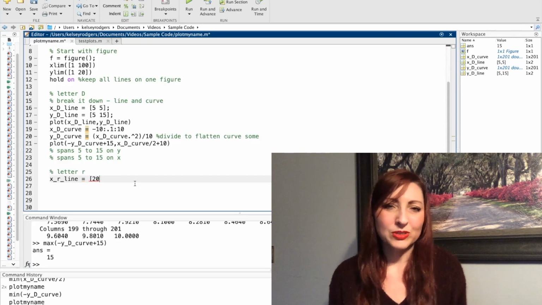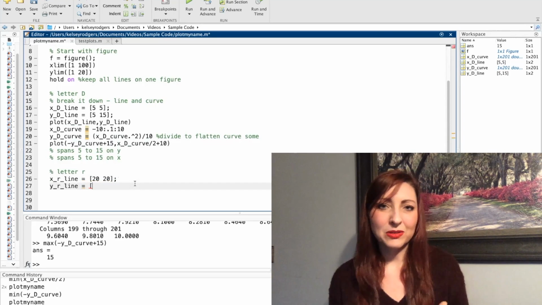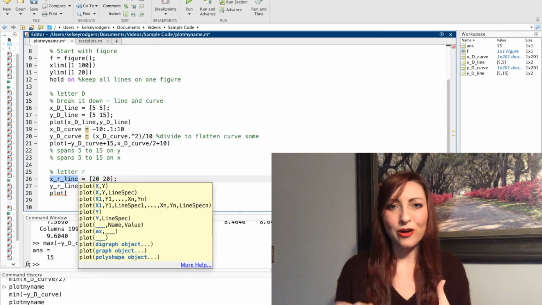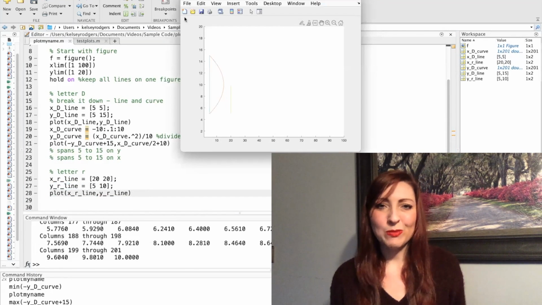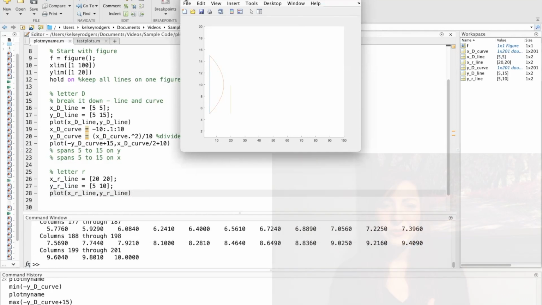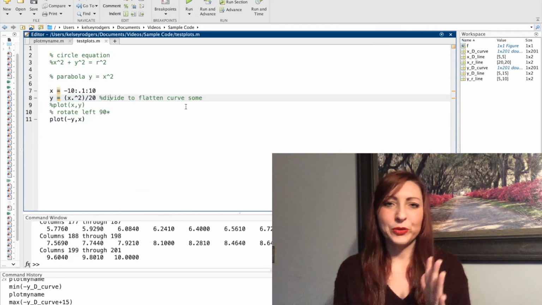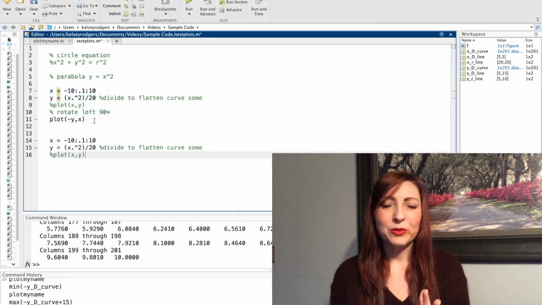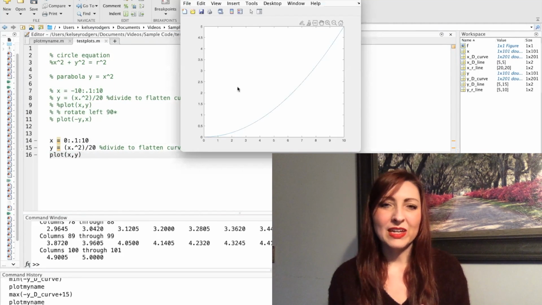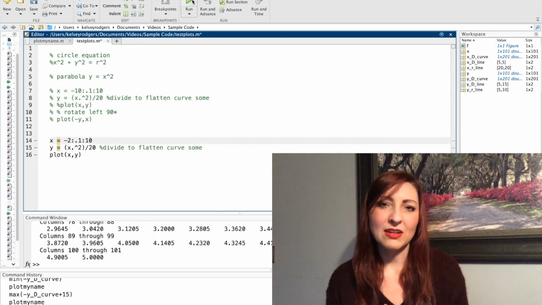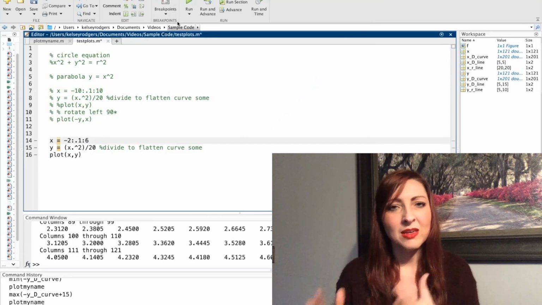R is kind of a similar situation. I have a single line, and then I have some type of curve. So since I've already been working with the parabolic equation, I'm going to keep going with that. Let's work with x squared again. For my capital D, I wanted a fully symmetrical curve, but for my letter R, I only want part of a curve. So since I only want part of it, that's why I'm going to have the negative side be a little bit smaller than the positive side.